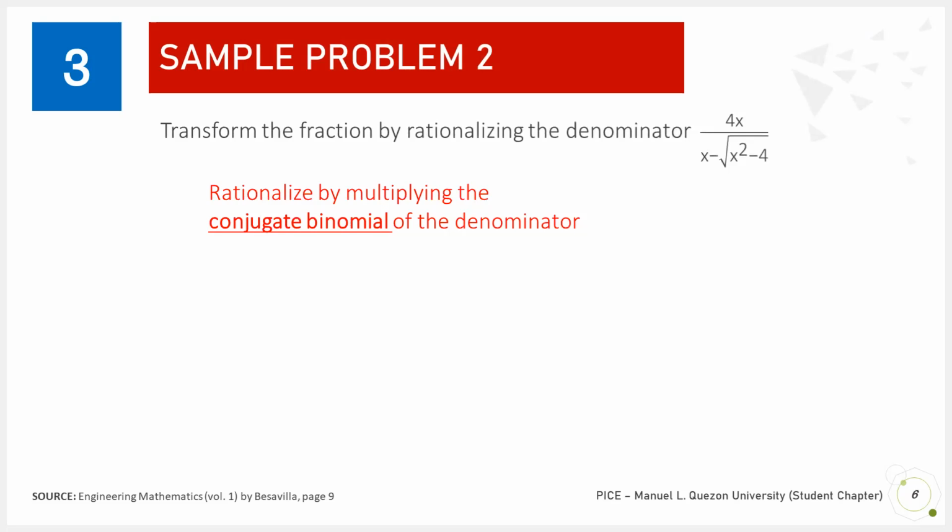So ano ba yung tinatawag nating conjugate binomial? So let's say we have this denominator. Ang ating denominator is x minus square root of x squared minus 4. Para makuha natin yung conjugate binomial ng denominator, we simply get the opposite operation sa denominator. So ang operation natin dito sa given denominator is subtraction. Para makuha natin yung conjugate binomial, we get the addition operation. So, ganito siya. So, from subtraction, naging addition.